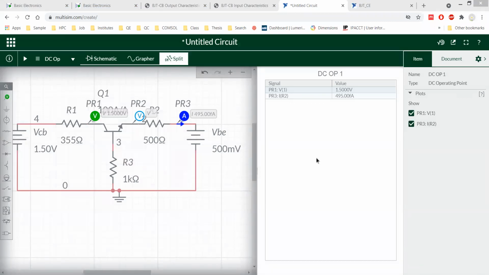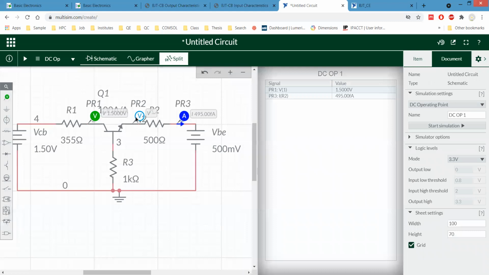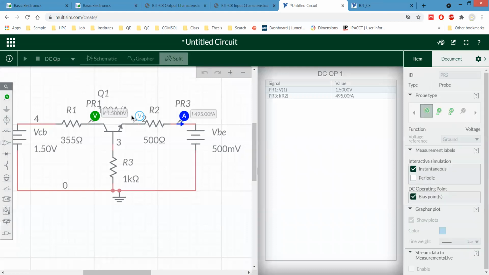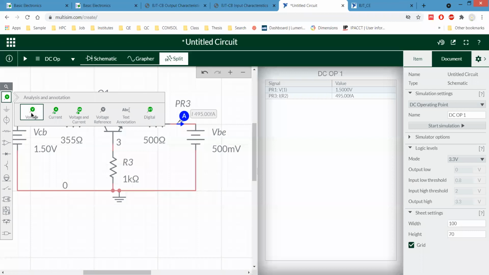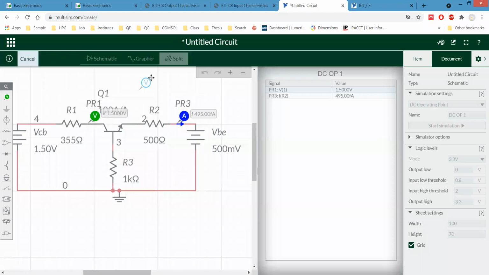Okay, so it is showing only one value. What happened to this? I don't know why it is not showing. Let me remove it and connect another voltage. We need the So voltage.